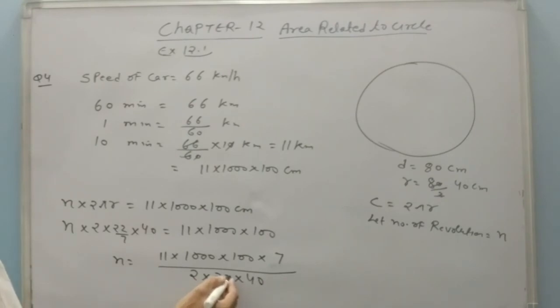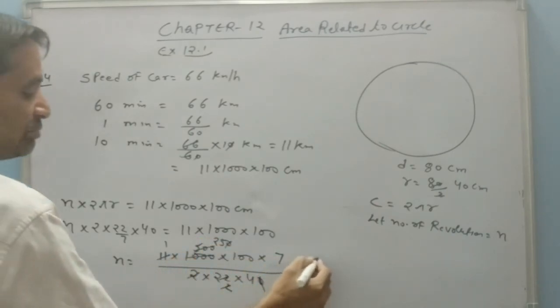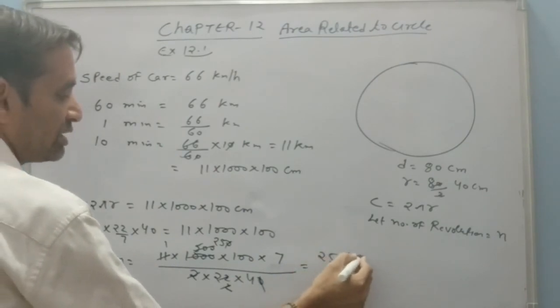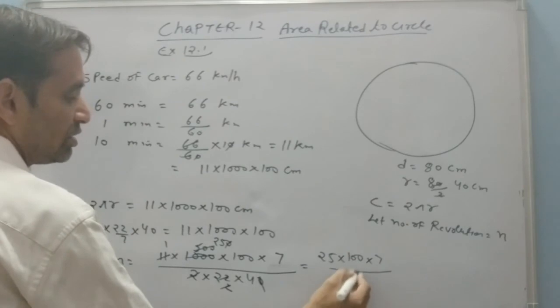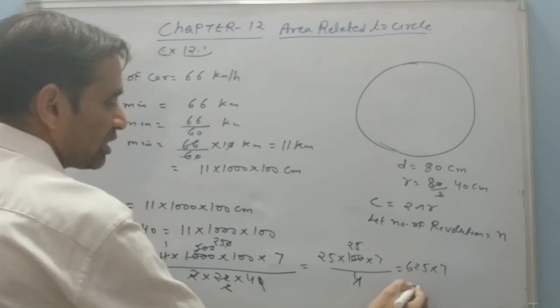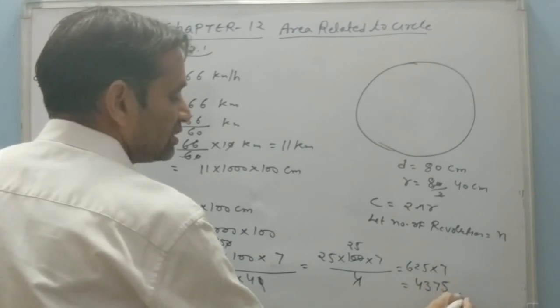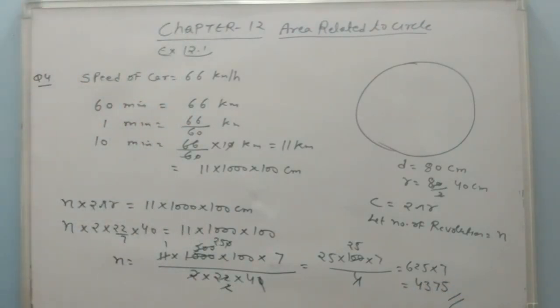First of all, I can say 11 से 1 जा 11 2 जा, then 2 से ये मेरे पास 500, then this 2 से ये मेरे पास 250, 0 से ये 0 कैंसिल, मेरे पास बचा 25 इंटू 100 इंटू 7 अपॉन 4. 4 से ये 25 मीन्स 625 मल्टीप्लाई बाय 7, और आई कैन से 4375. This is the n. So the number of revolutions made by the wheel is 4375, that is the answer.